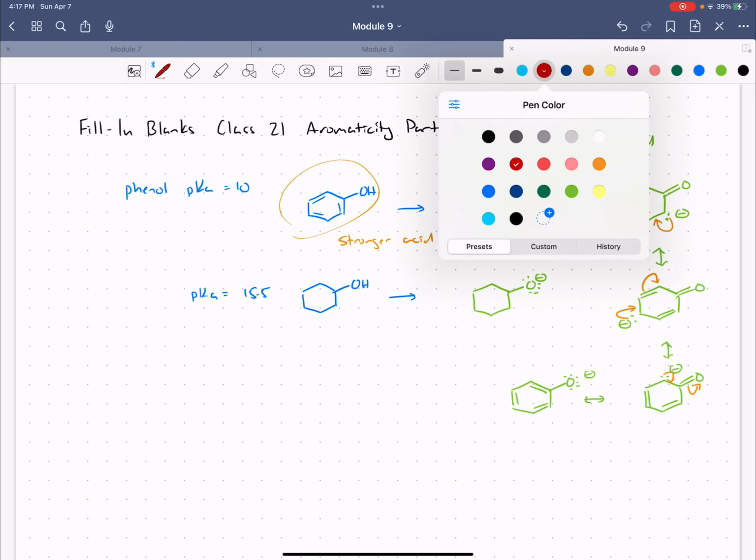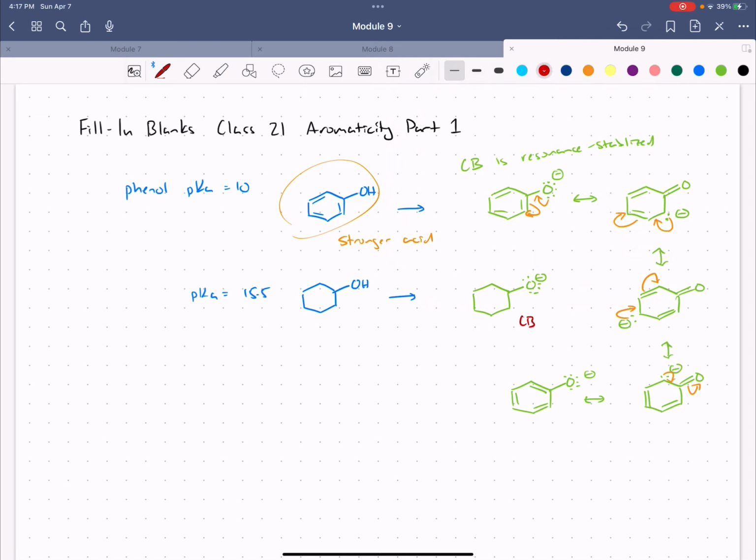The conjugate base here has no resonance. That charge is stuck on oxygen and it's less stable. No resonance, less stable conjugate base. Okay. All right. And so that's why phenol has a pKa of 10, which is much lower than 15.5.